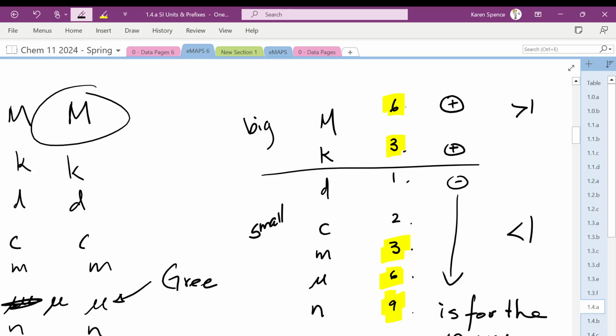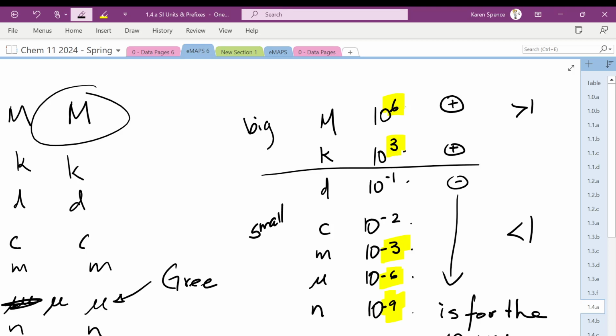So what it's going to look like, it's going to look like 10 to the 6, 10 to the 3, and then all of these ones are negative exponents. So 10 to the negative 1, 10 to the negative 2, 10 to the negative 3, 10 to the negative 6, and 10 to the negative 9. Okay?